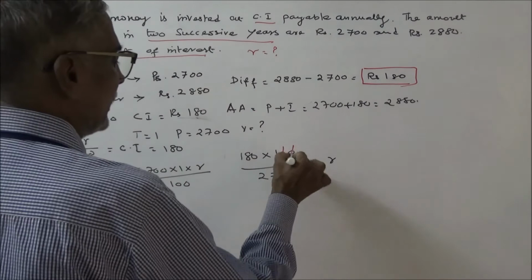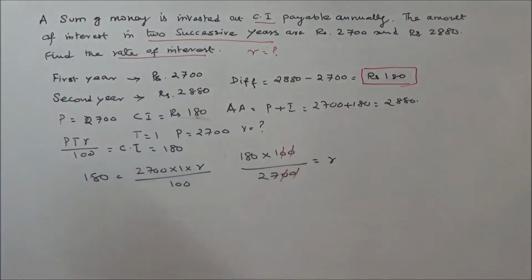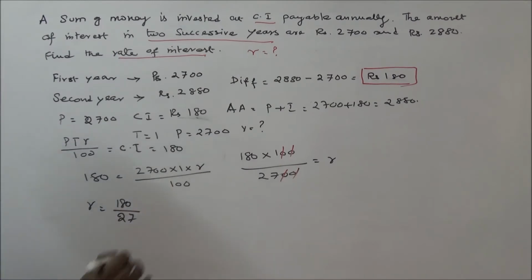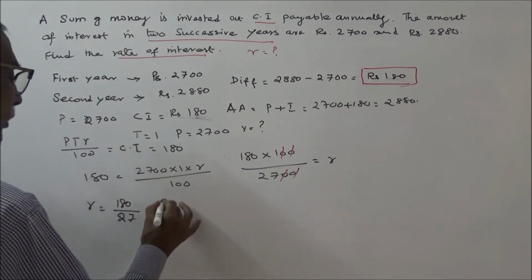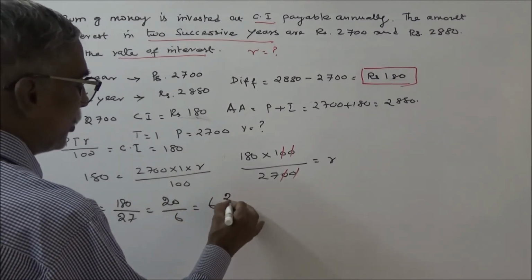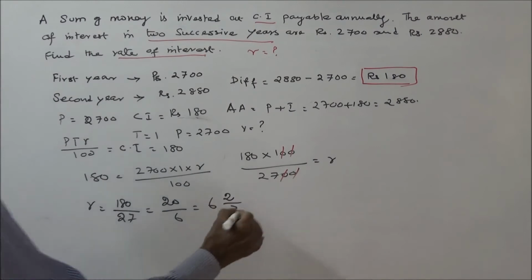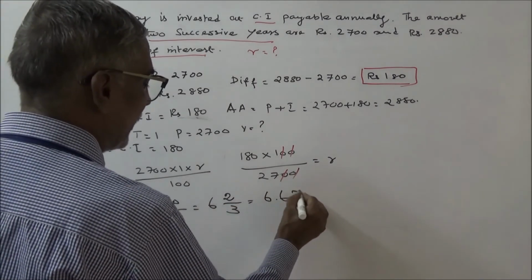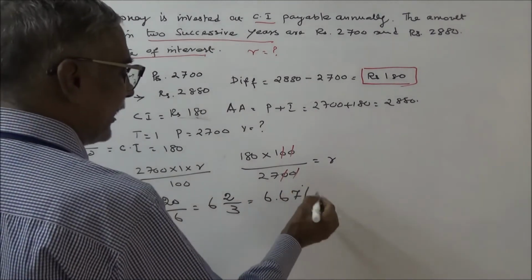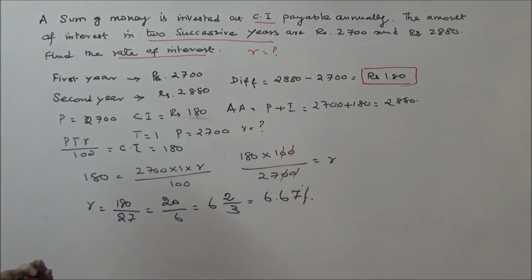So we can say this will become 180 by 27. R is equal to 180 by 27. So that is equal to 20 by 6. That is equal to 6 into 2 by 3. This is equal to 6.67. So this is the answer. Rate of interest is 6.67%. This is the answer. R is equal to this value.